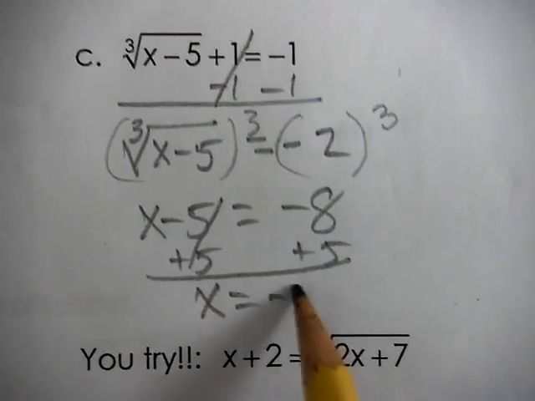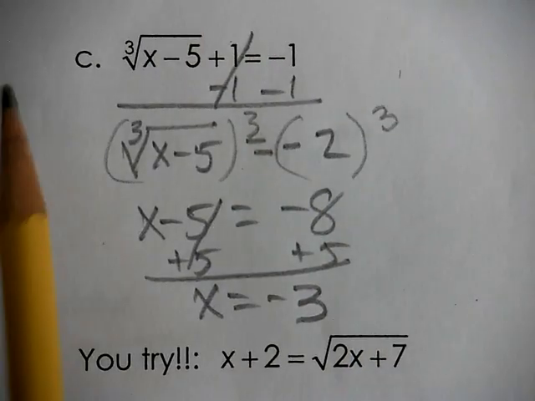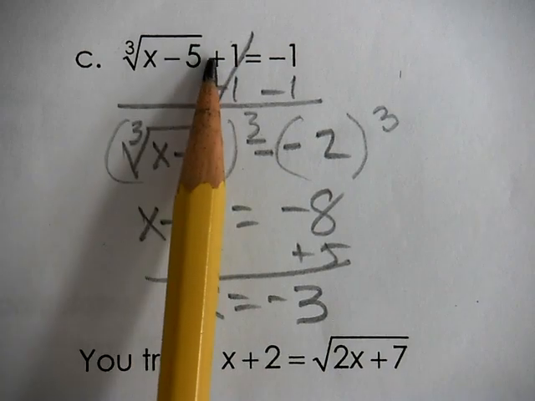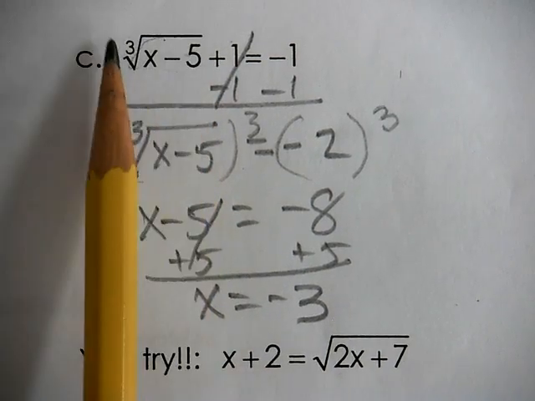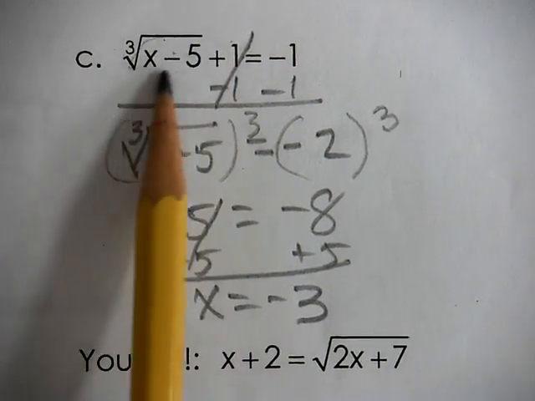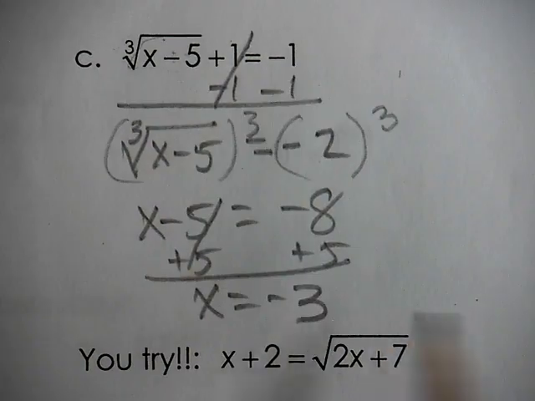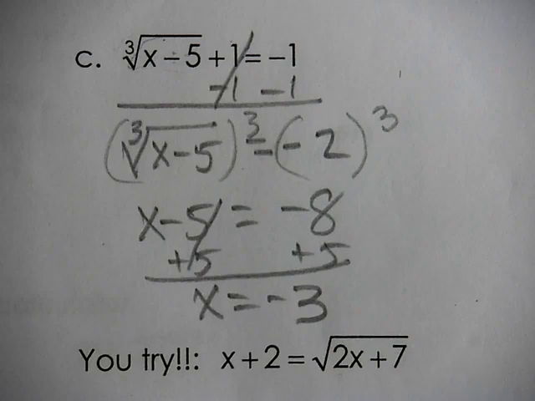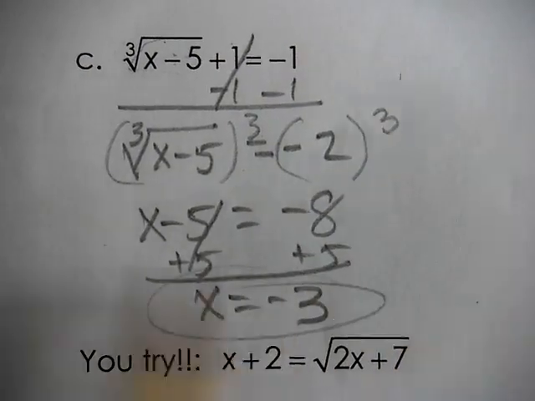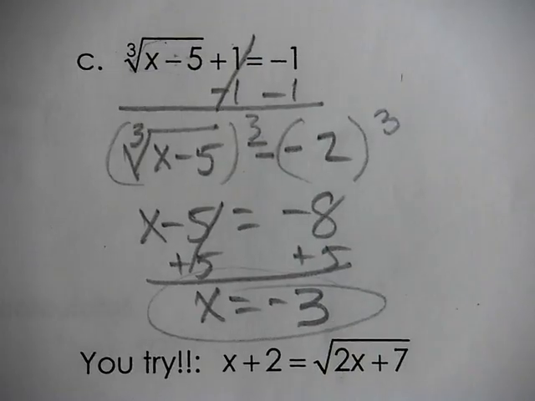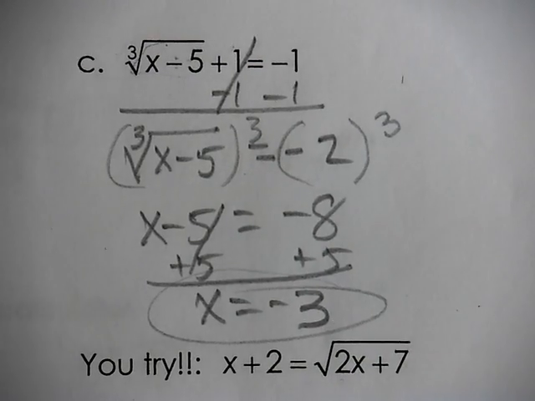So if x was negative 3, you plug negative 3 in here. Negative 3 minus 5 gives you negative 8. The cube root of negative 8 is negative 2. Add 1 to negative 2, and you do get negative 1. So it works. We don't have x's on both sides of the equal sign, so we wouldn't expect there to be an extraneous solution.